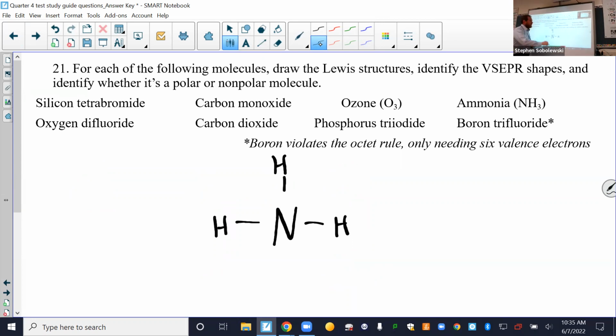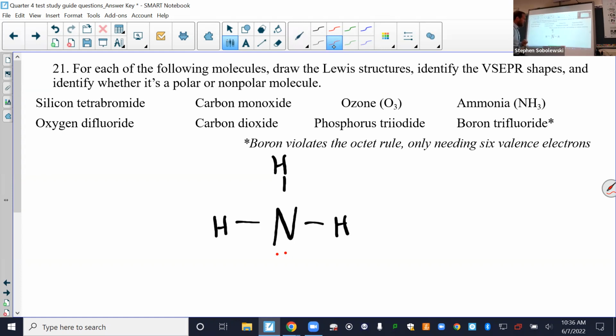Let's add our lone pairs. Now remember, H does not get any lone pairs. Hydrogen can only hold 2 electrons, and by having that line, which is 2 electrons, it's done. But what about that N in the middle, the nitrogen? Yes, that needs 2 electrons because right now it only has 2, 4, 6. So that's our skeleton structure.